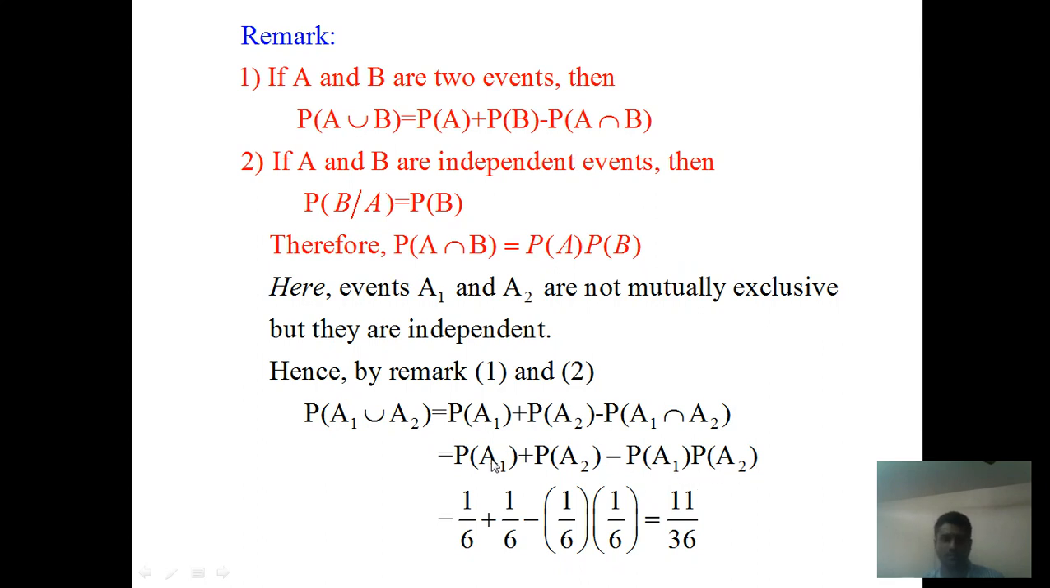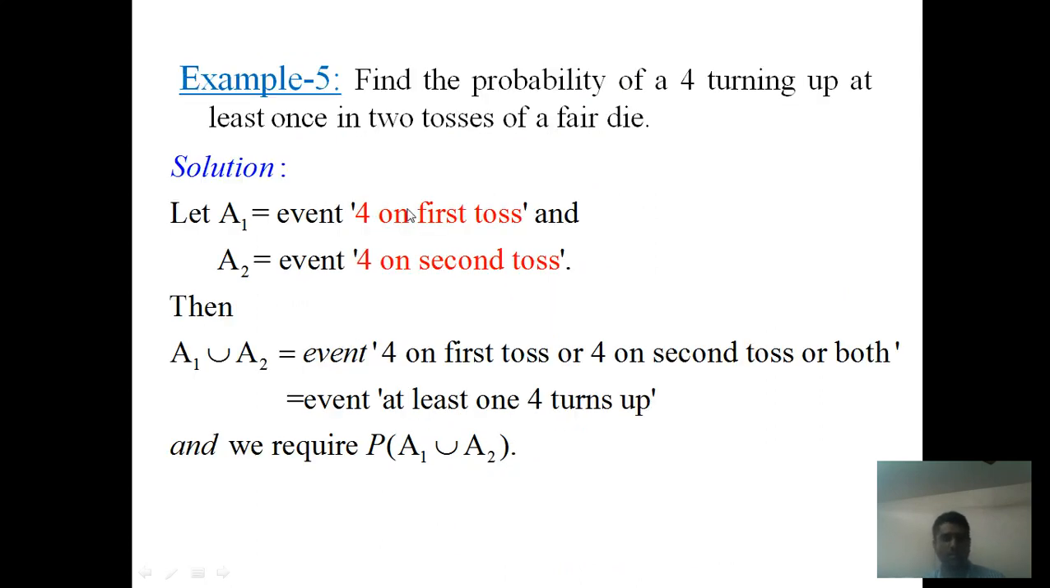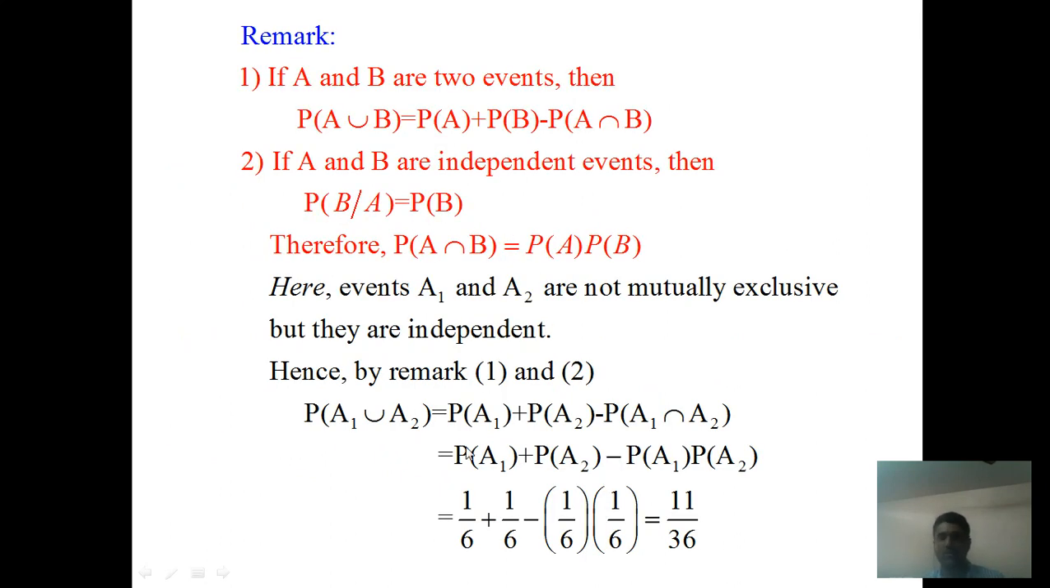The probability of A1 is 1 upon 6 because A1 represents the event 4 on the first toss. So there are 6 outcomes: 1, 2, 3, 4, 5, 6. So the probability of getting 4 is only one sample point out of a total of 6 sample points, so 1 by 6. Similarly, getting a 4 on the second toss is 1 by 6. Substituting these and simplifying, the probability of A1 union A2 is 11 divided by 36.